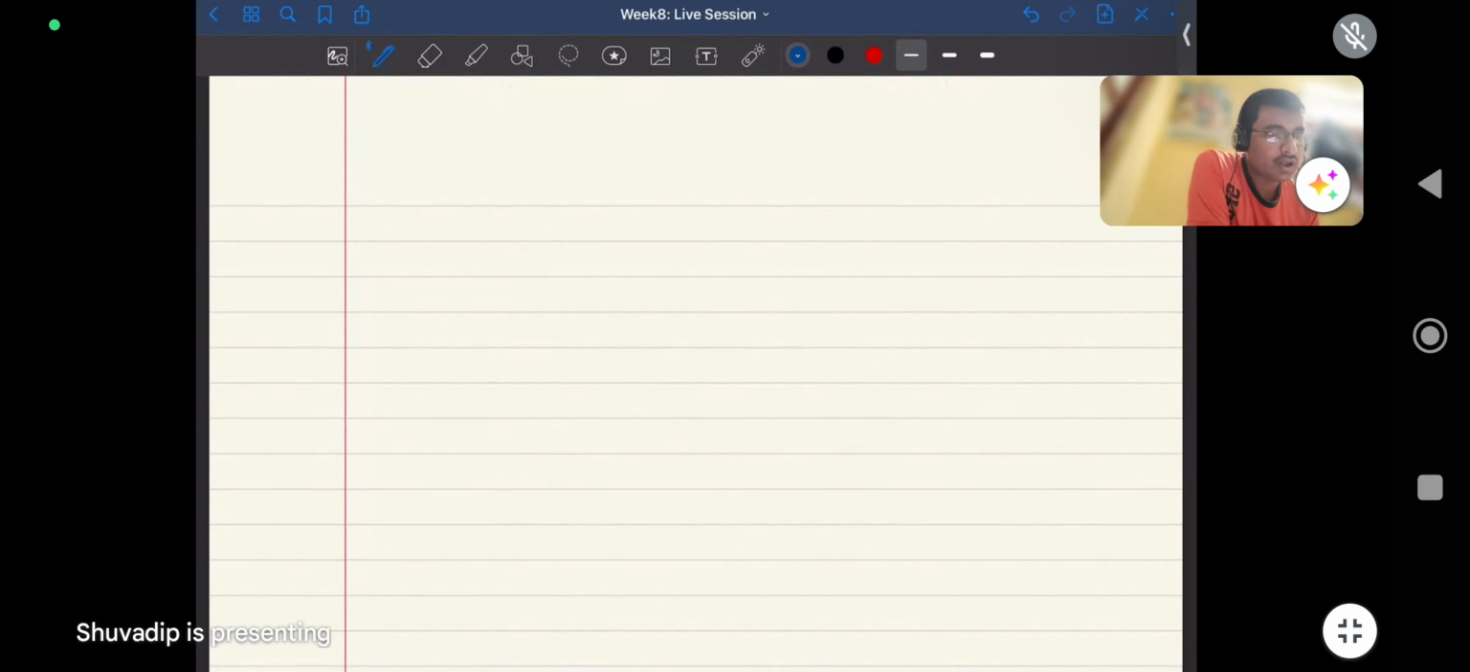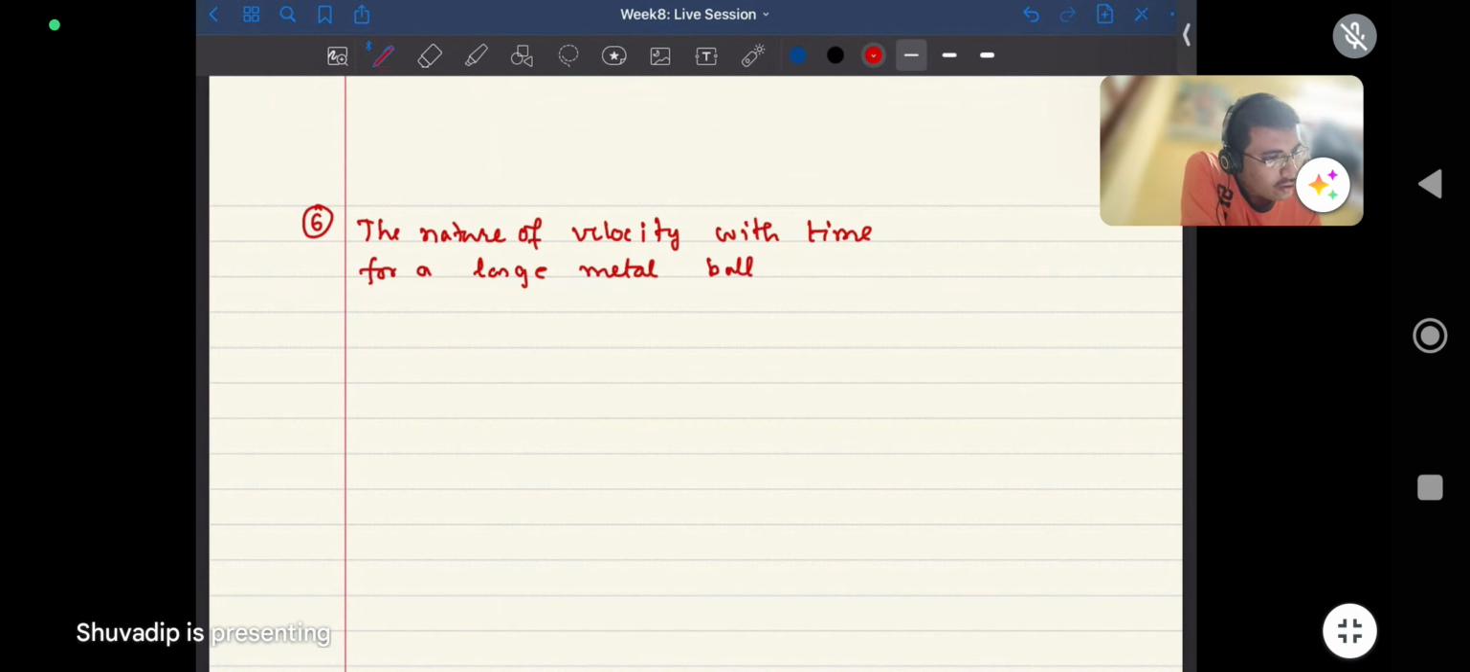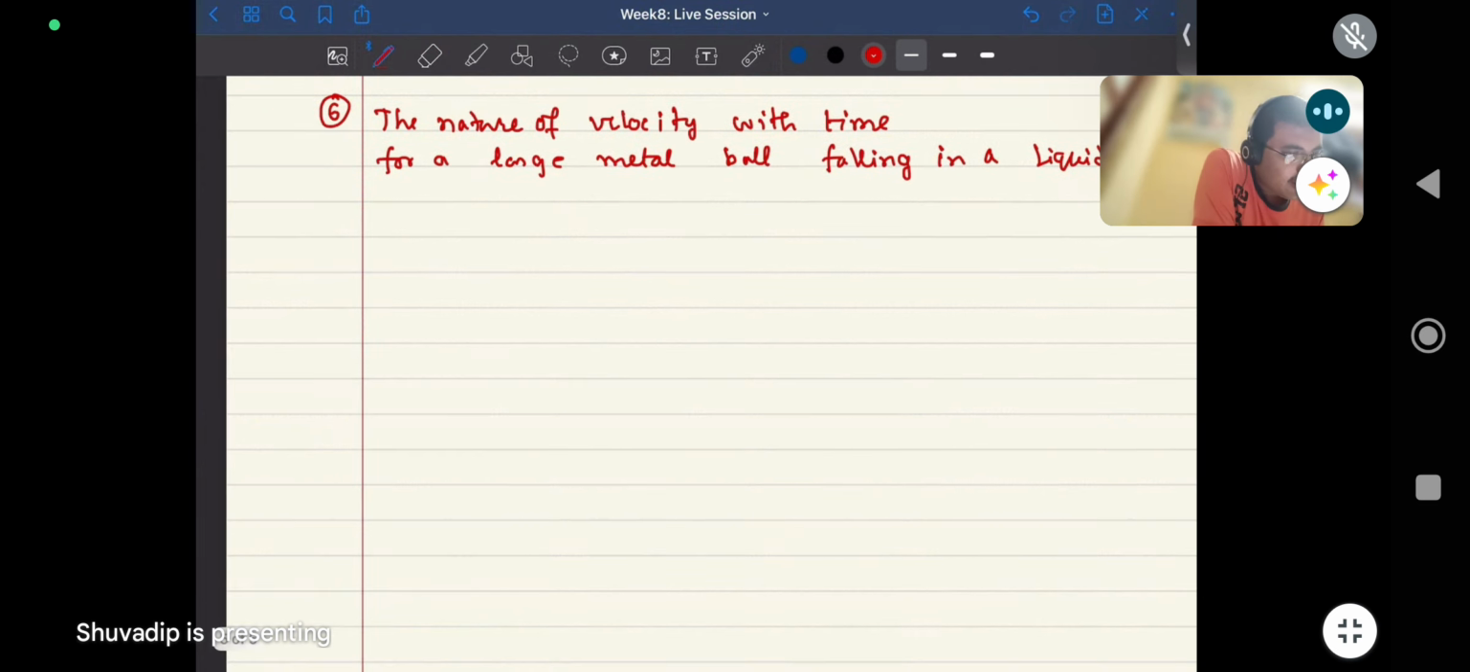Move to the next question. And the next question is: the nature of velocity with time for a large metal ball falling in a liquid. So in this case we have to start with the equation of motion first.